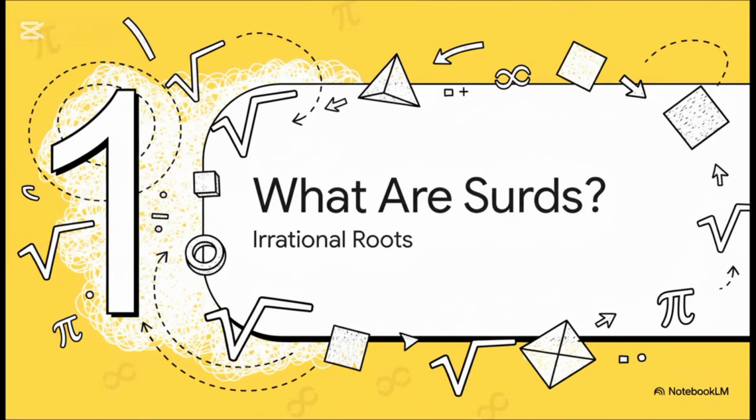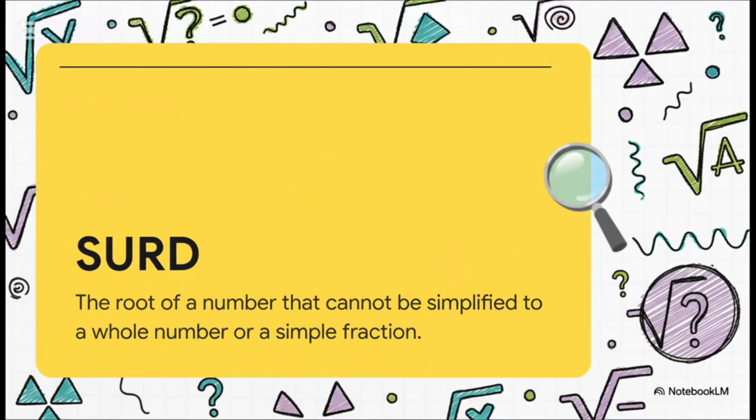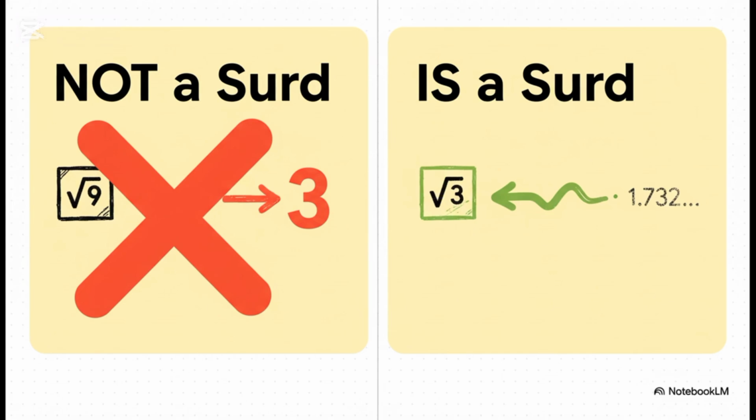All right, section 1. So what in the world is a surd anyway? Okay, so in simple terms, a surd is just a root, like a square root, that you can't simplify down into a nice, neat whole number or a simple fraction. It's a type of irrational number, which just means if you wrote it as a decimal, it would go on and on forever and ever without repeating. The real power of a surd is that it lets us write that number perfectly, with no rounding needed at all. Let's put this side by side so you can really see it.